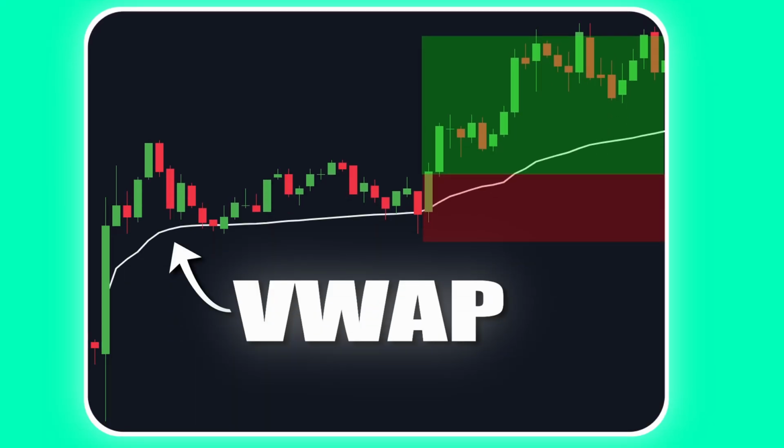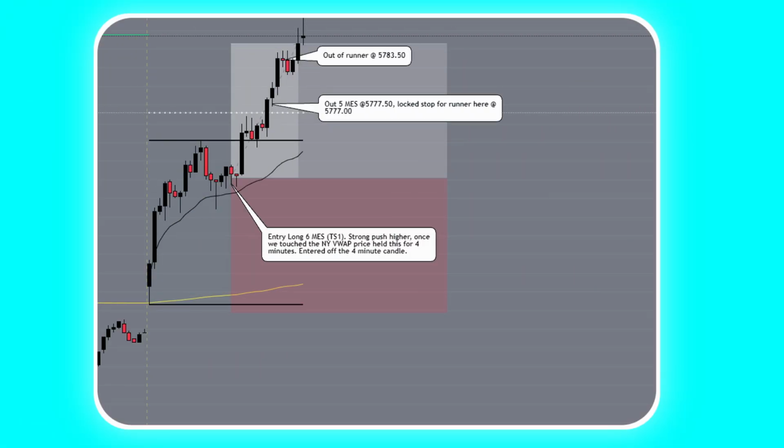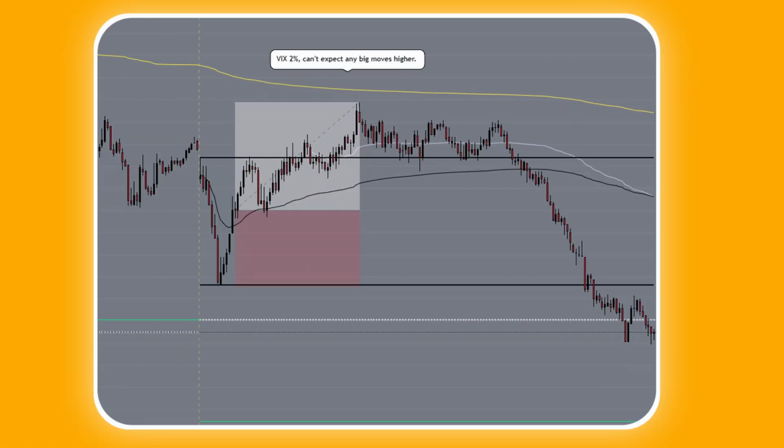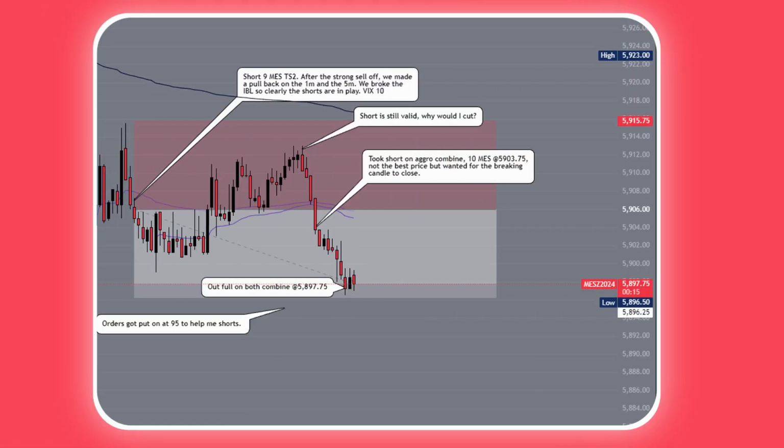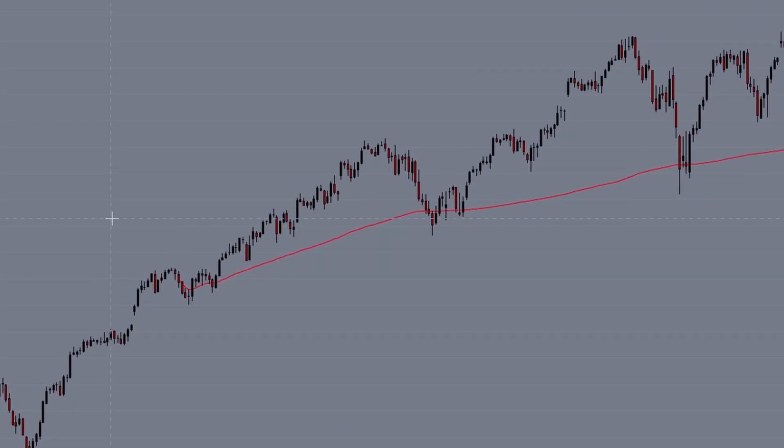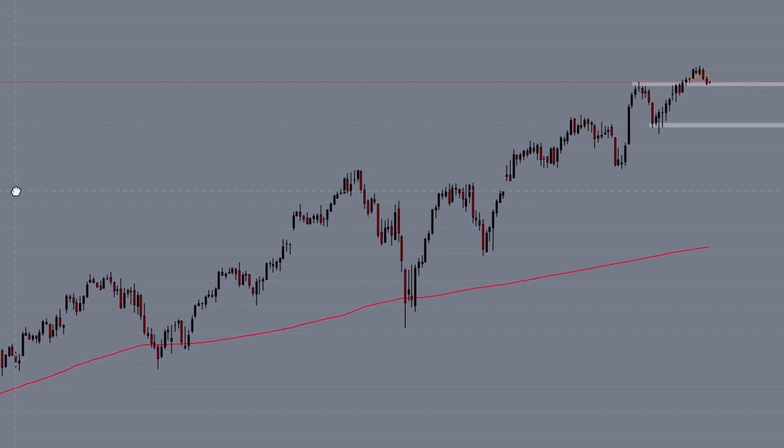This is VWAP, and these are extremely powerful setups using VWAP. This is a bounce play setup, this is a breakout play setup, and this is a high of day / low of day break setup. For many of you, this is going to drastically improve your trading as it did mine.